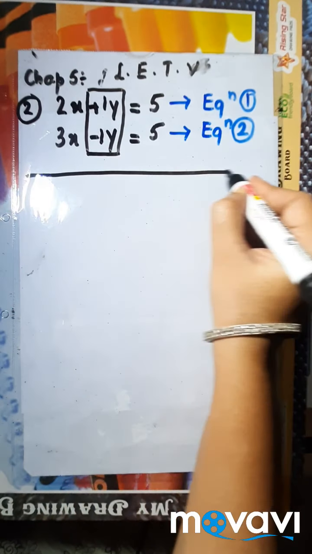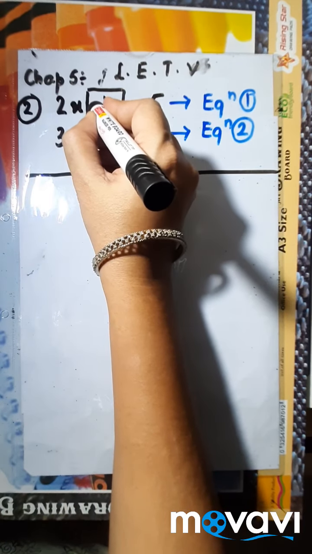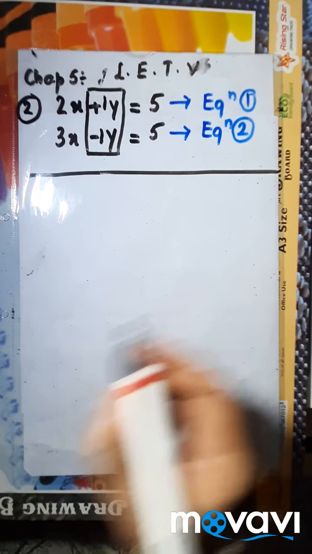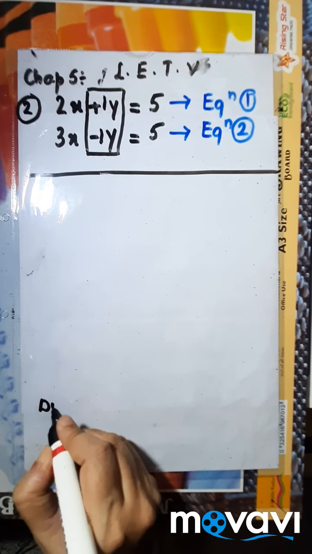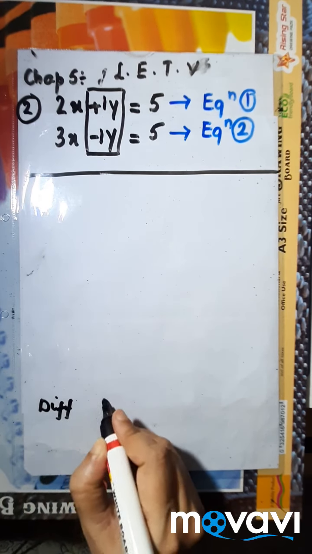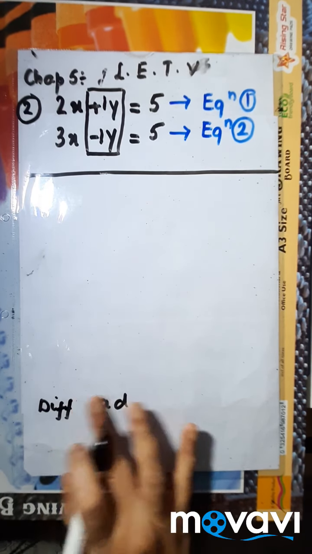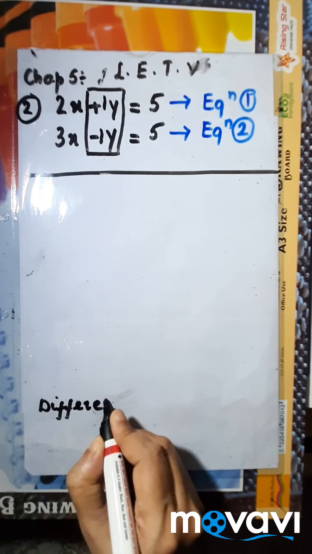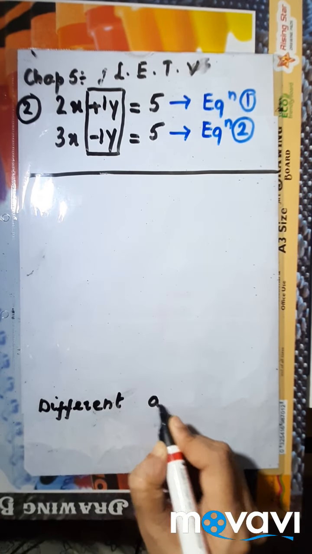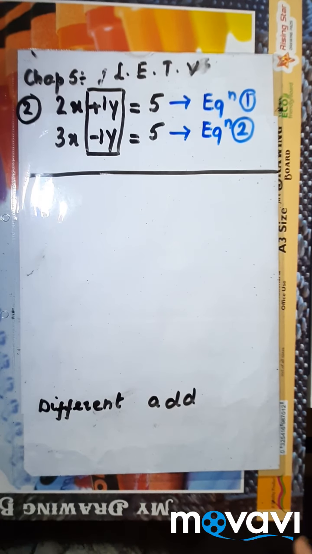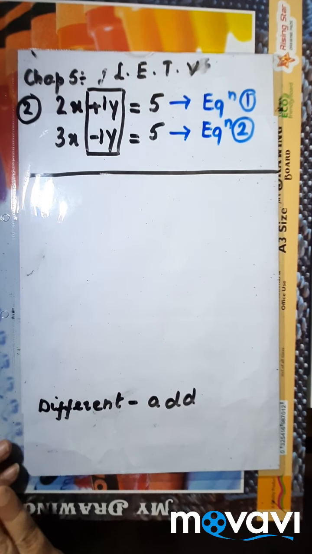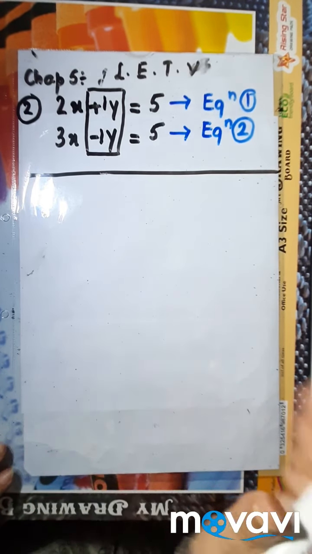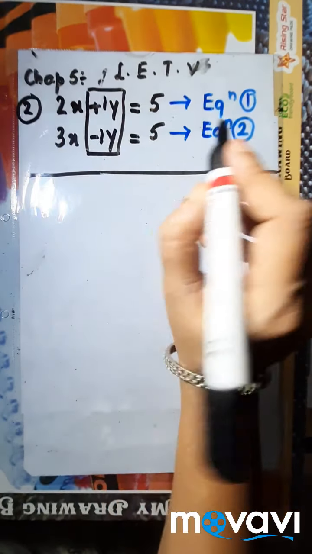Now what did I tell you? Look at the signs. One is plus and the other sign is minus, so the signs are different. If they are different, I must add the equations. If they are the same, I subtract. You remember this? I just taught you just now, right? Adding means not to change the sign.